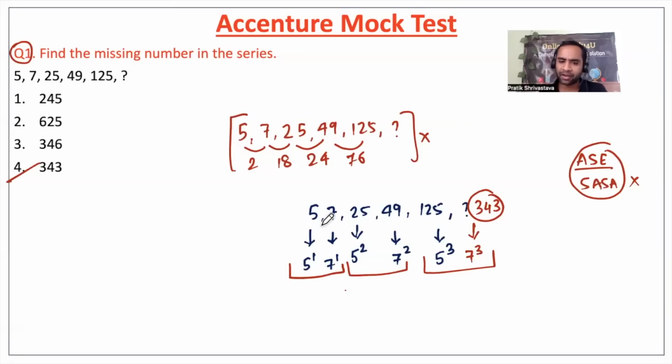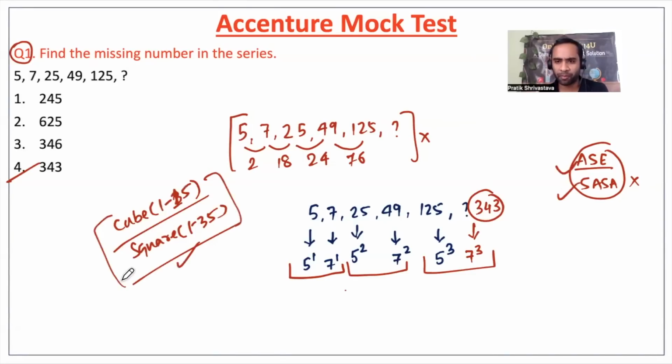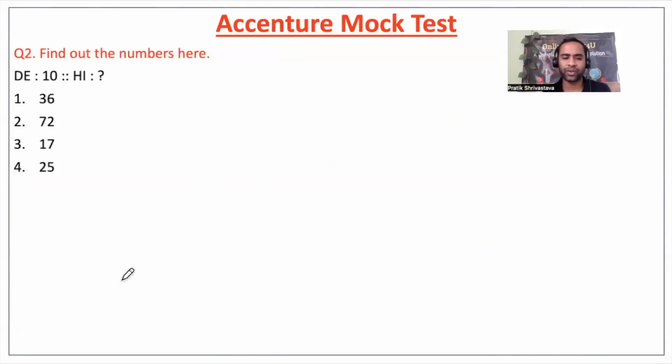So the proper practice, the proper concept should be there, then only you will be able to clear the ASE or SASA role. Friends, please remember cubes from 1 to 15, and squares from 1 to 35. Cubes from 1 to 15 are sufficient. You won't get 17, 18, 19 cube, and with squares from 1 to 35, you will be easily able to do the problems in the exam.